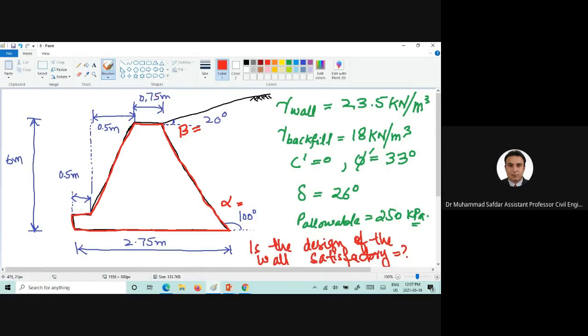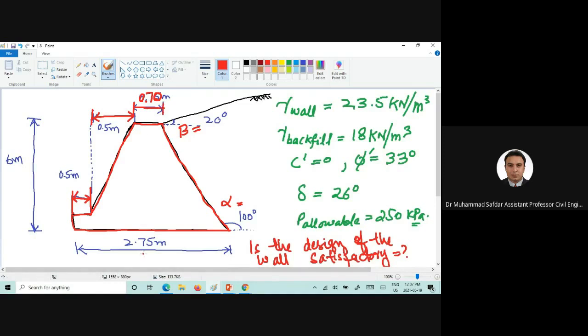We need to make a correction. It's 0.70 meter. Now this distance is 0.5 meter. This distance is also, it's not to scale, so 0.5 meter. This distance is 0.7 meter.